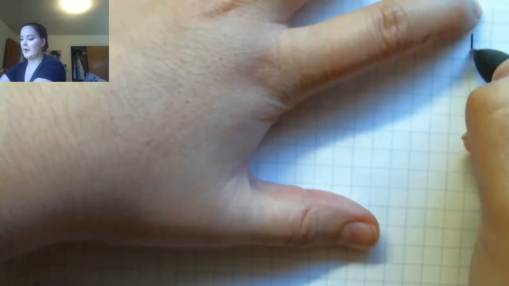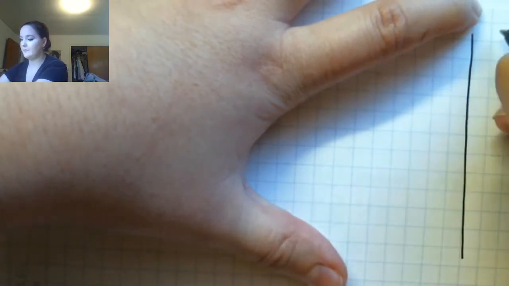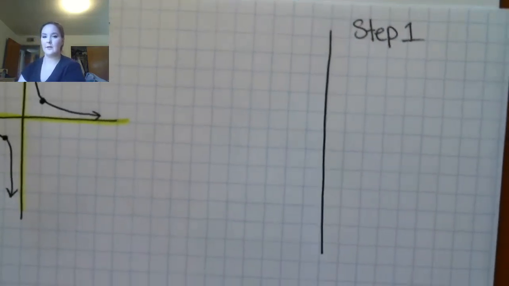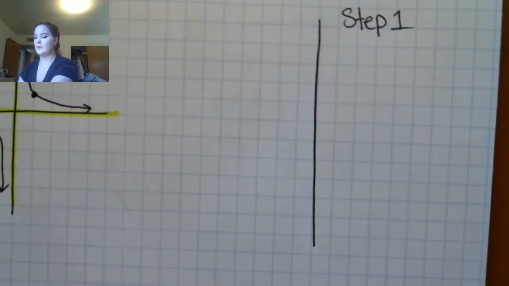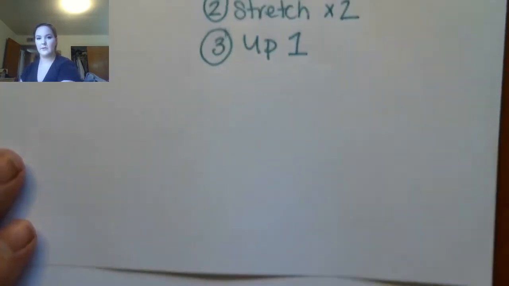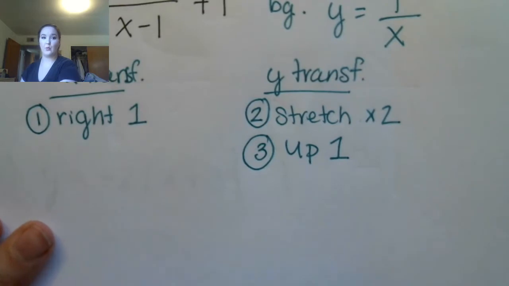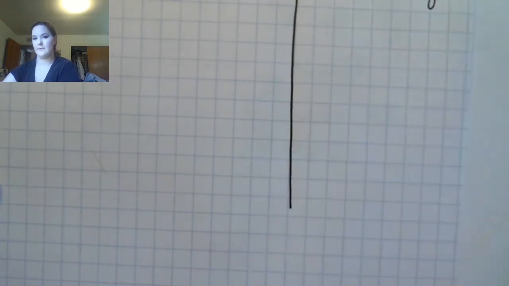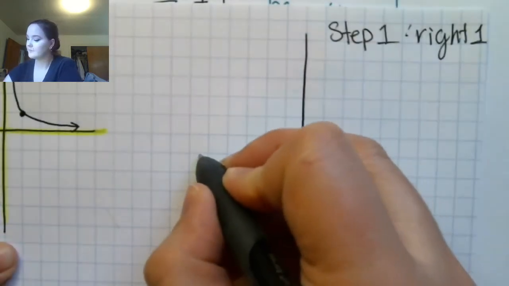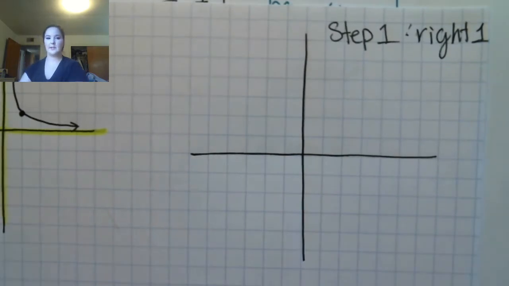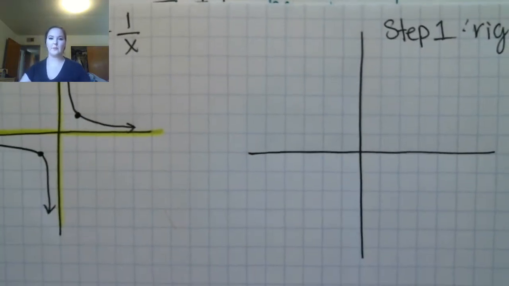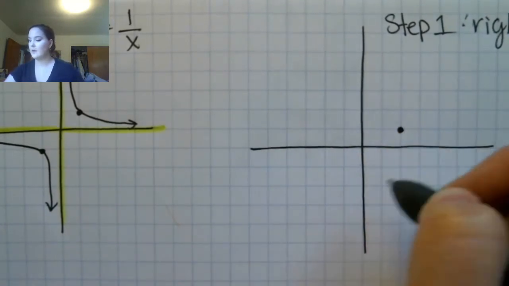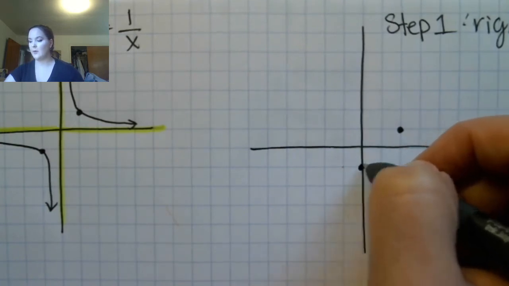So let's look at our first transformation. Our first transformation was, what was it? Right 1. So we're going to take all of our stuff from our original graph and move it right 1. I'm going to take my key point from here and move it right 1. I'm going to take my key point from here and move it right 1.